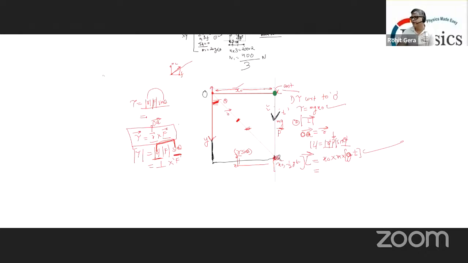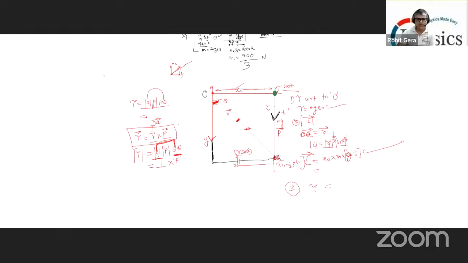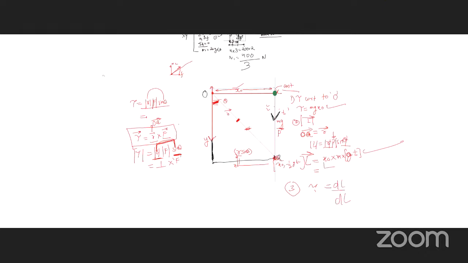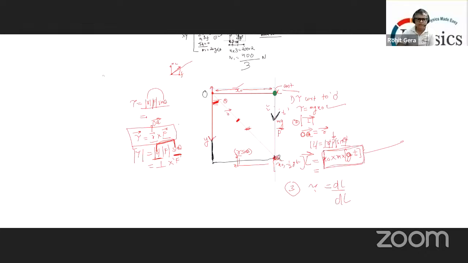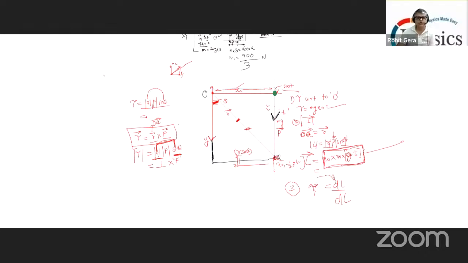Third question: prove that in this situation the torque is equal to dL by dt. So whatever expressions you have found out, use them. Have you found L? Take the derivative and show that it is equal to the torque. If you take the derivative of this equation.